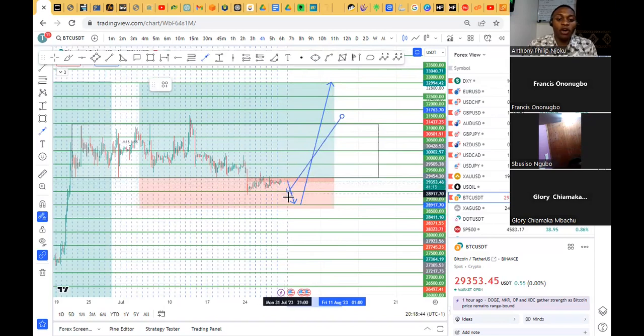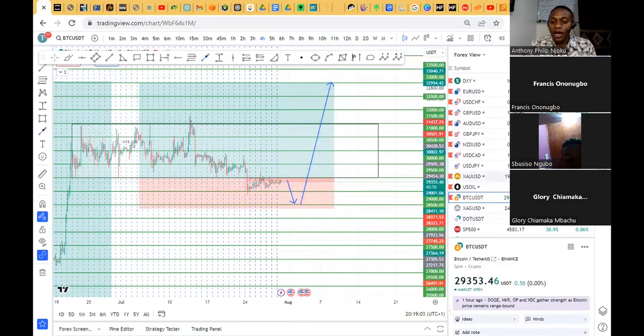So if we see a continuation push to the downside, it might not be much, but we're still expecting more push to the upside, aiming for the $33,000 mark. It could clear this liquidity over here as a continuation pattern of the breakout, and then from there we're looking for more buy setups to the 33,000 mark. So that's it for Bitcoin.